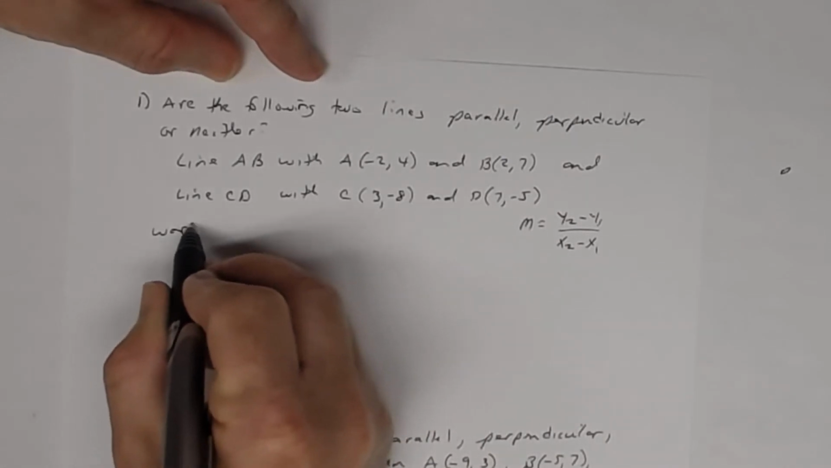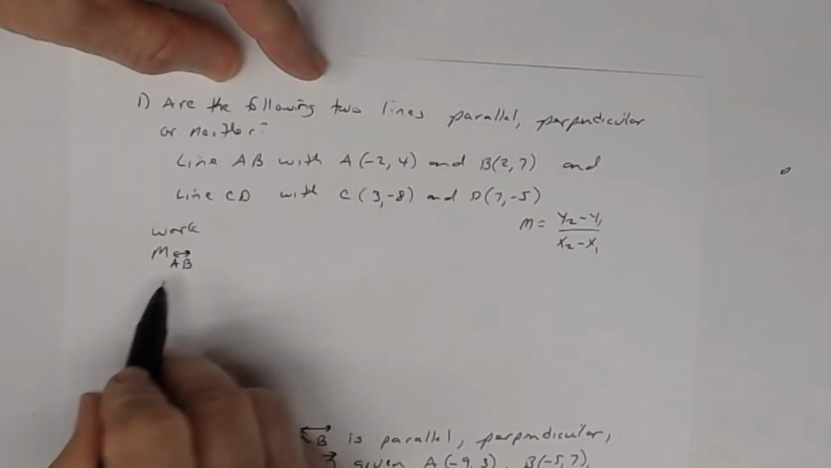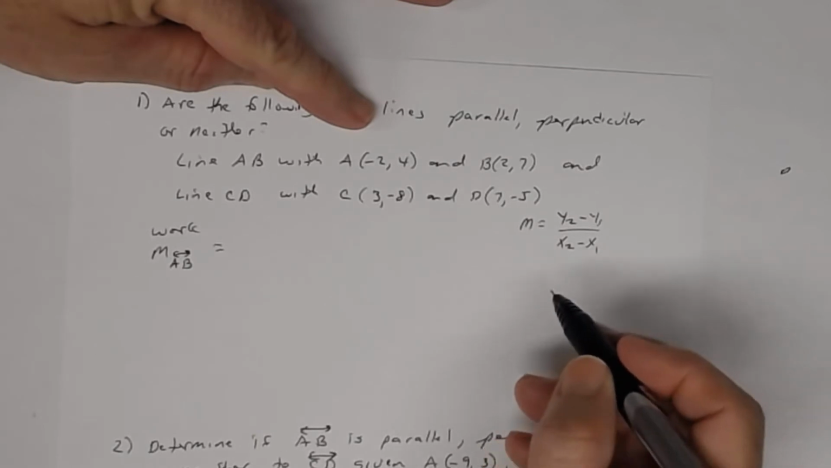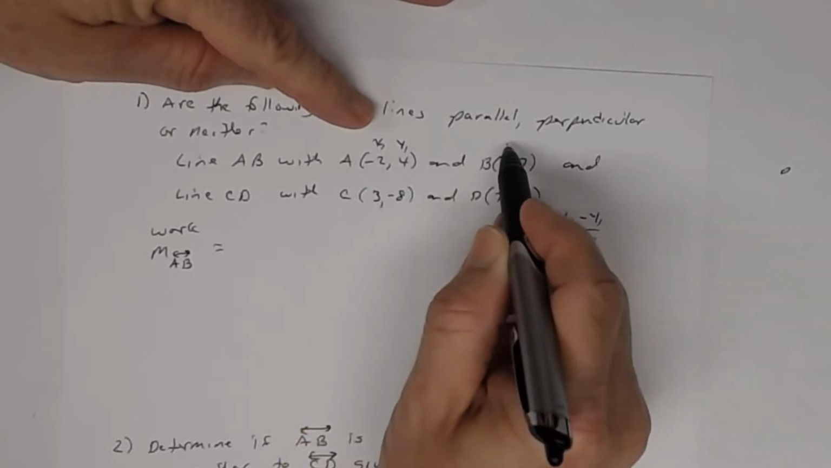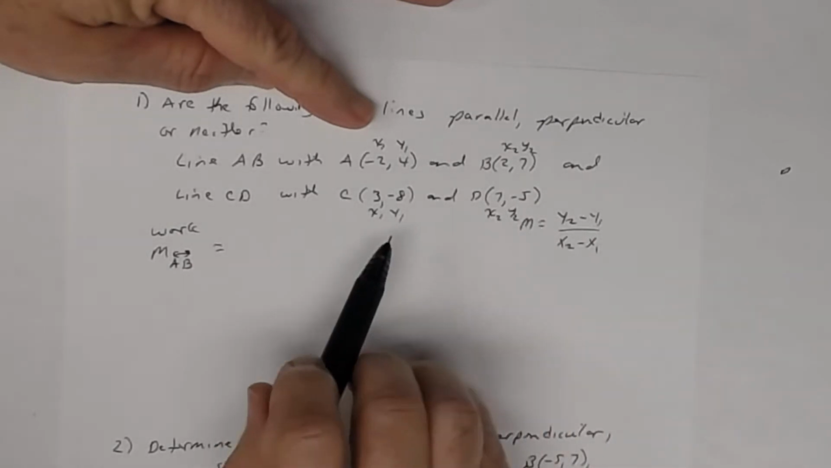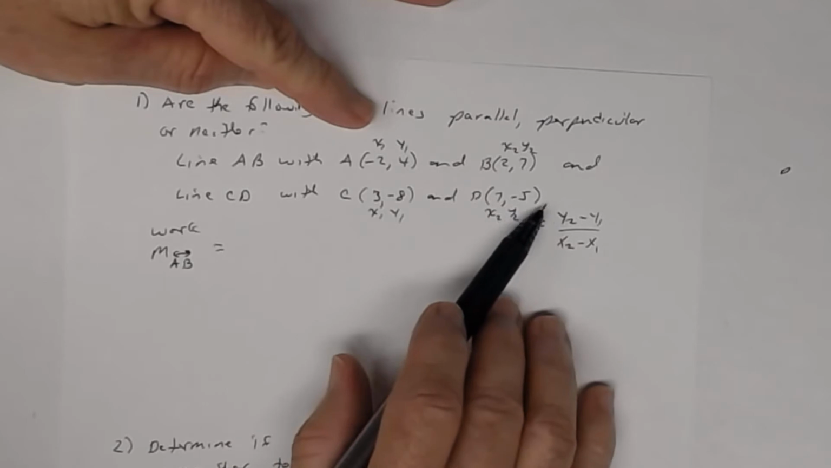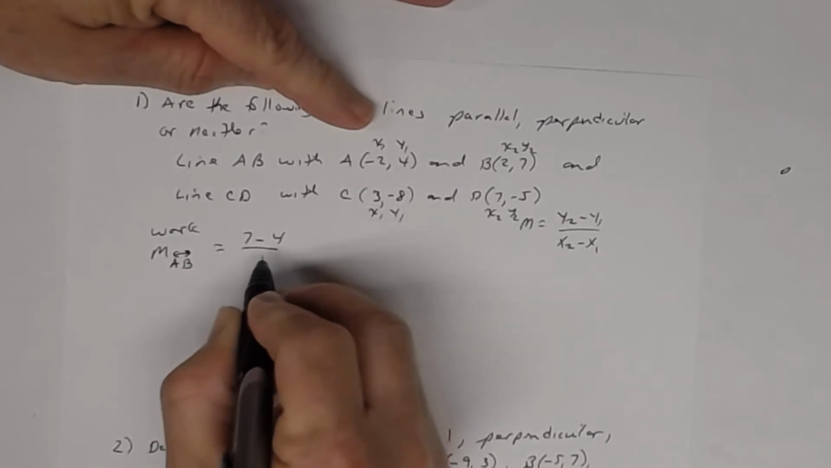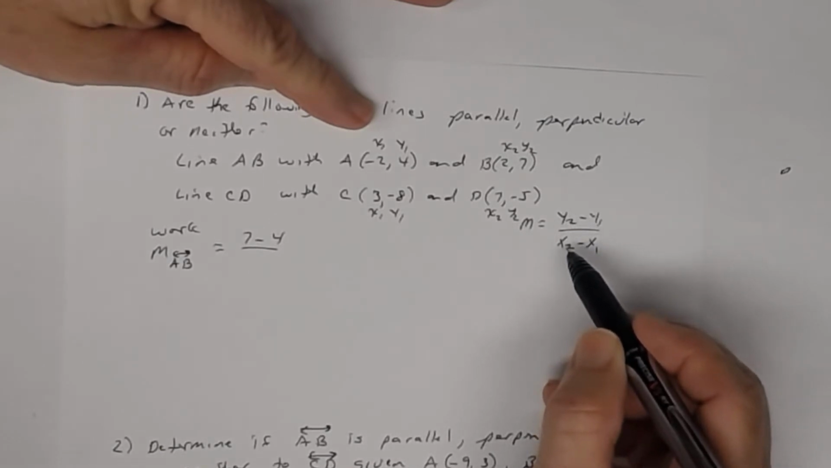So the slope for line AB, I'm going to note it like this. I'm going to write it up here: this will be x1, y1, this will be x2, y2, this will be x1, y1, this will be x2, y2 when I find the slopes. For line AB, the slope will be, remember, y2 minus y1. So y2 is 7, subtract y1, which is 4. So 7 subtract 4 divided by. Now remember, the order matters. If you put y2 first in the numerator, then you have to put x2 first in the denominator.